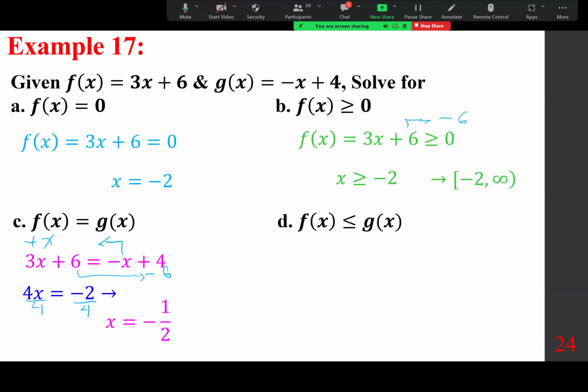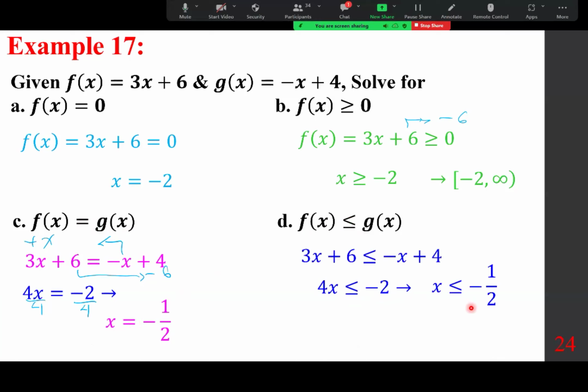f of x is less than or equal to g of x. So basically, I hope you recognize, because we solved this, the answer to this would be the same thing, but less than or equal. So put this sign here. So we go through the process, divide by 4, and we get the same sign here. Because we are not dividing by a negative, it doesn't flip over. And that is correct if you want to put it in interval format. This means from negative infinity to negative 1/2. Negative 1/2 is included because of the equality, therefore we use brackets.